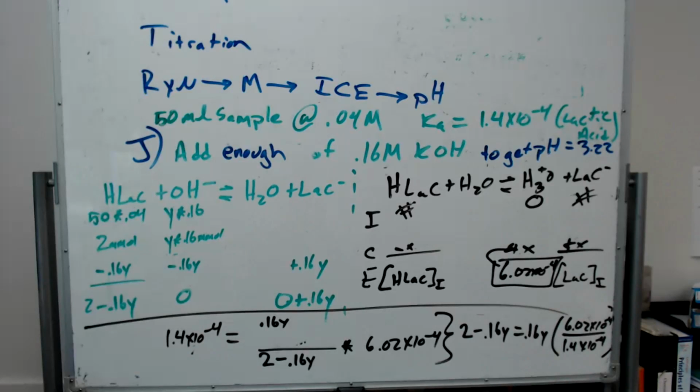So, at this point, we should be able to solve for y. Once we solve for y, hopefully we'll get a realistic volume. Notice, because of the ratio of our H3O plus concentration to our Ka, we should get things that are on the order of whole numbers.